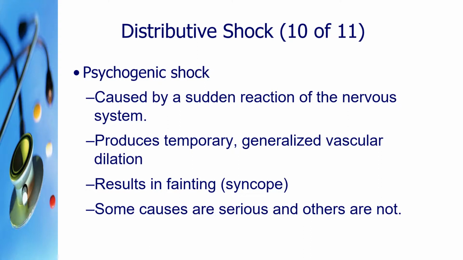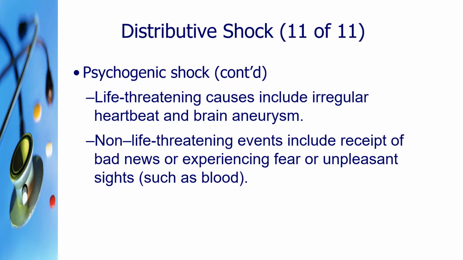Psychogenic shock is caused by a sudden reaction of the nervous system that produces temporary generalized vascular dilation, and results in fainting, which we sometimes call syncope. Some causes are serious and others are not. With syncope, the patient has to go to the hospital all the time. A lot of times we see people say it's just a syncope. Syncope has a reason for it, so a person needs to be transferred. Life-threatening causes include irregular heartbeat and brain aneurysm. Non-life-threatening events include receipt of bad news, fear, or unpleasant sights such as blood.